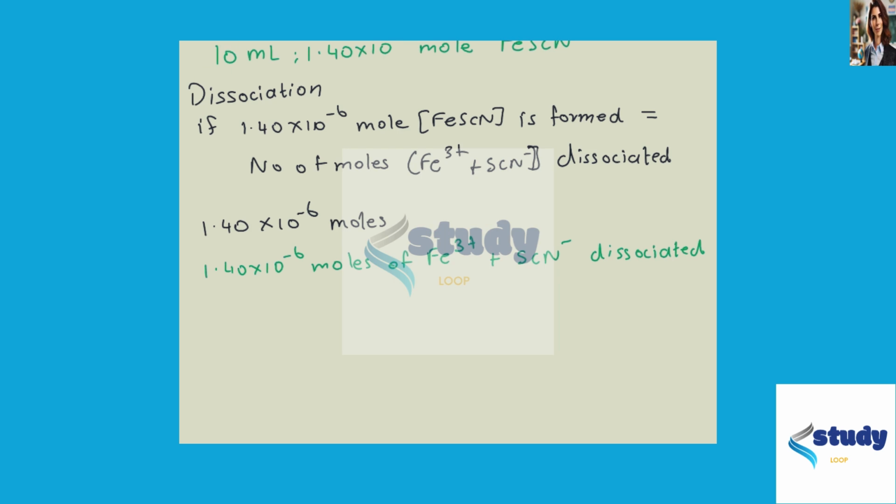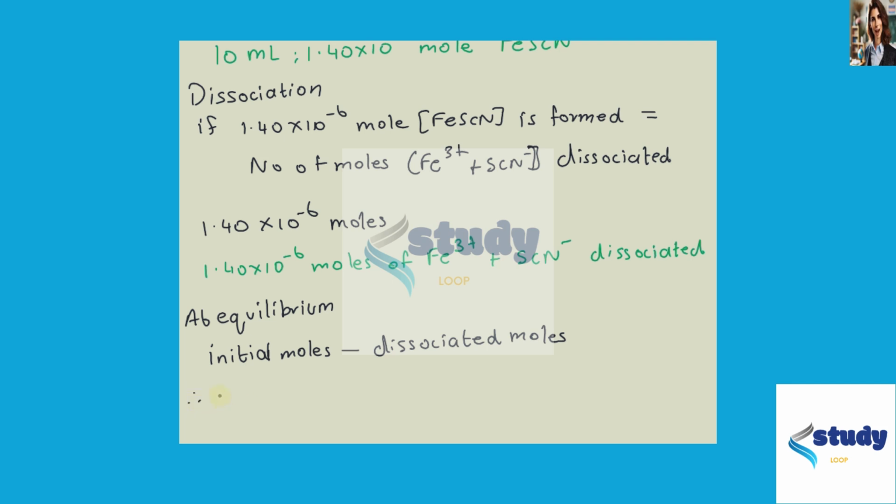And at equilibrium, the number of moles of the reactants would be equal to the initial number of moles minus the dissociated number of moles.